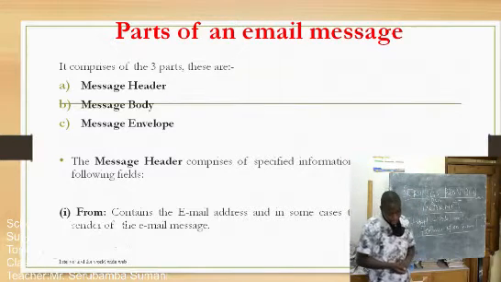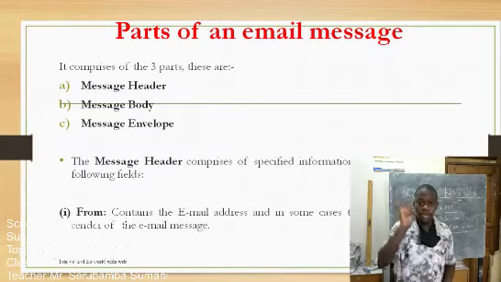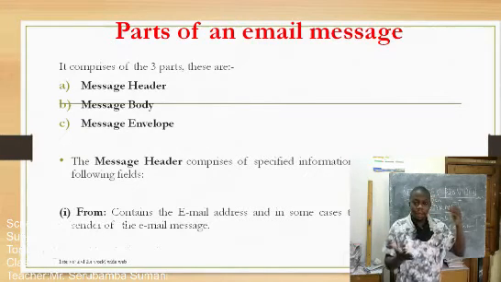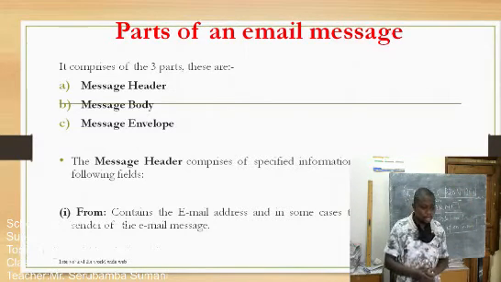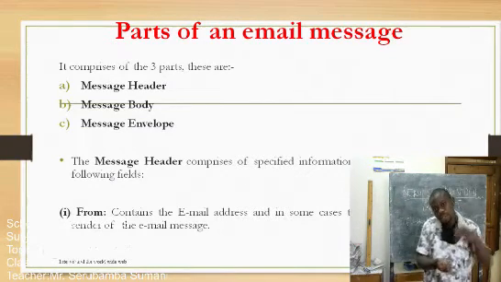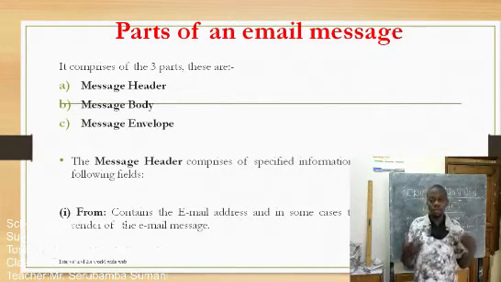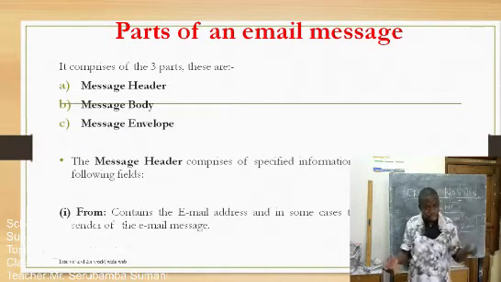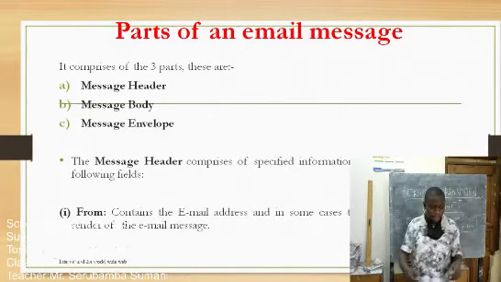We want to look at the parts of an email message, and I am saying an email message is broadly subdivided into three parts. We have the message header, that holds the address, the time, and so on, as we are going to see. Then we have the message body, the message itself that you intend to send to another person. Then it also has the message envelope, the closing remarks, so the closing information, maybe your signature and your contacts.